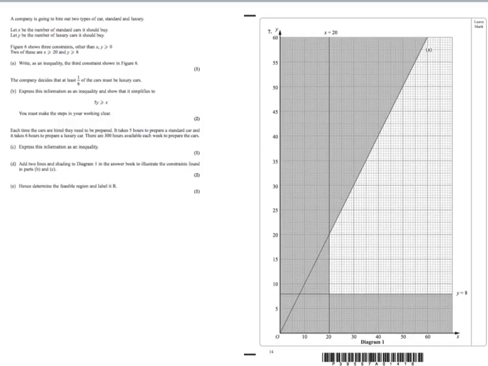This is our linear programming question. So first of all, we need to start figuring out context of what we're talking about. So here we've got two types of car, standard and luxury. X is the number of standard cars and Y is the number of luxury cars.